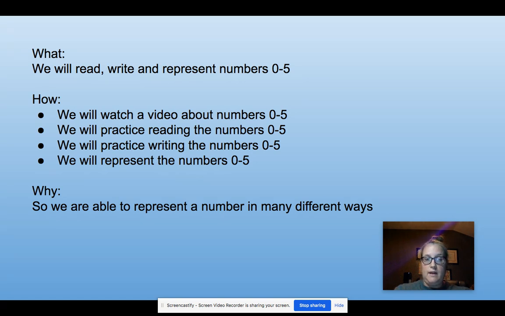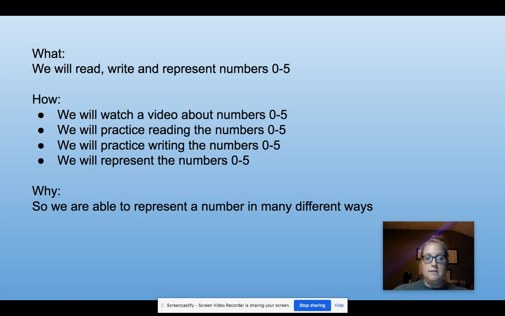How are we going to do that? Well, we are going to watch a video about the numbers 0 through 5. We are going to practice reading the numbers 0 through 5. We're going to practice writing the numbers 0 through 5. And we're also going to practice representing the numbers 0 through 5. So that means we're going to make some kind of a picture.